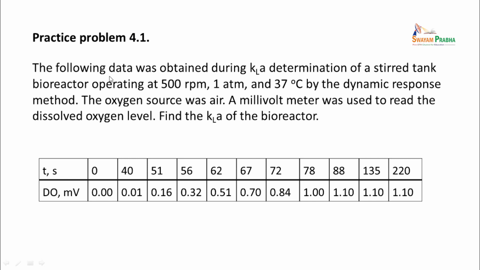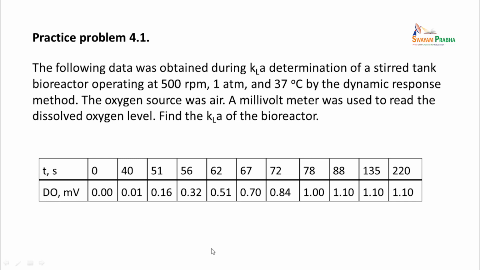The problem reads: the following data was obtained during KLA determination of a stirred tank bioreactor operating at 500 rpm, 1 atmosphere and 37 degrees C by the dynamic response method. The oxygen source was air. A millivolt meter was used to read the dissolved oxygen level. Find the KLA of the bioreactor. What is given here is time and dissolved oxygen in millivolts.